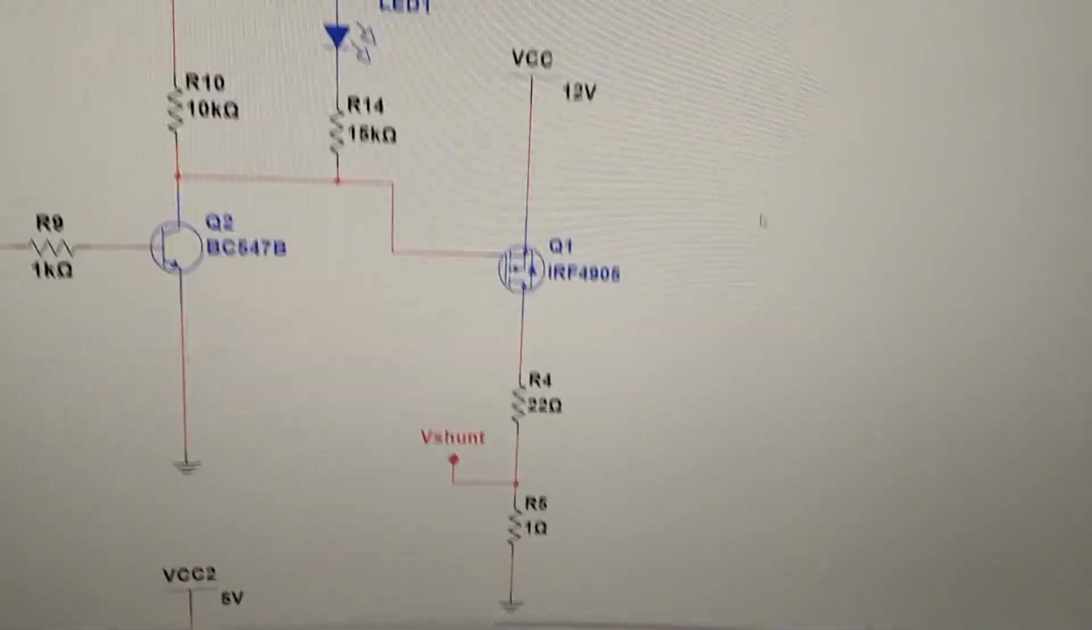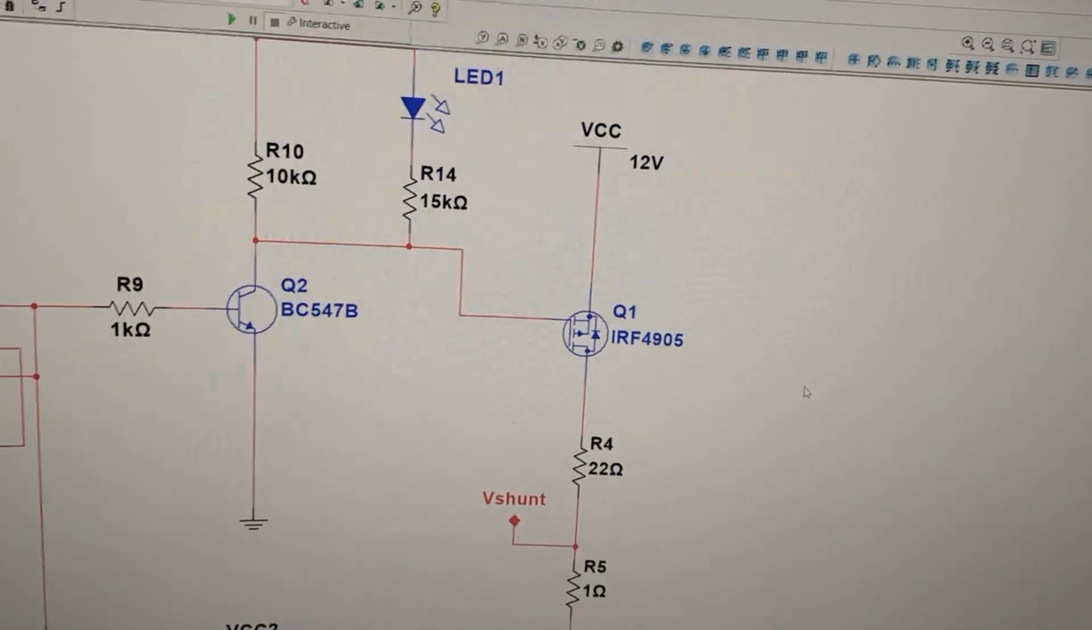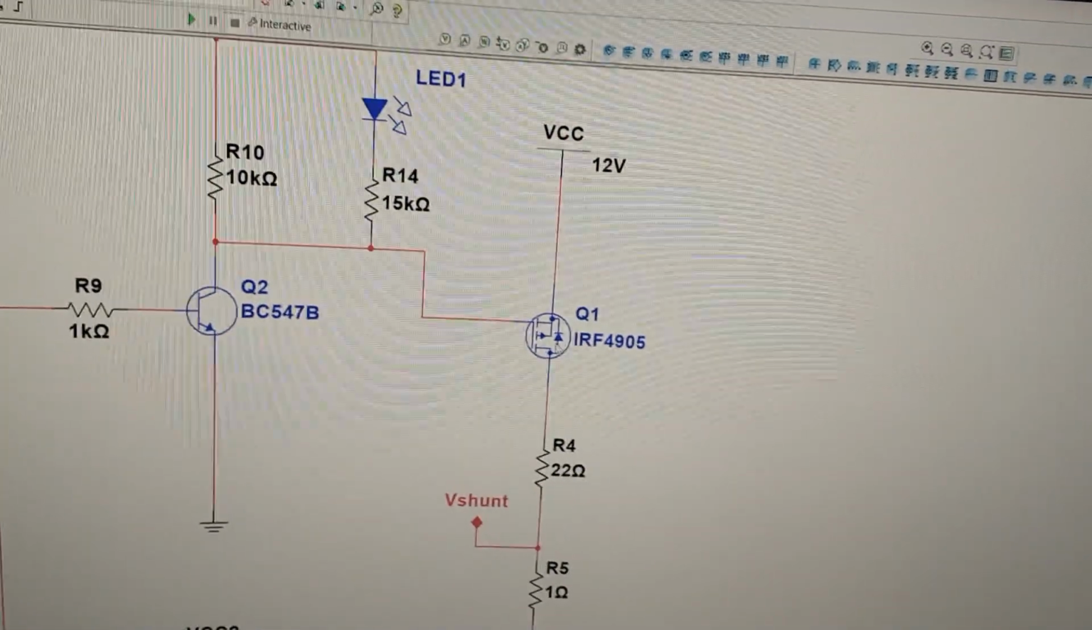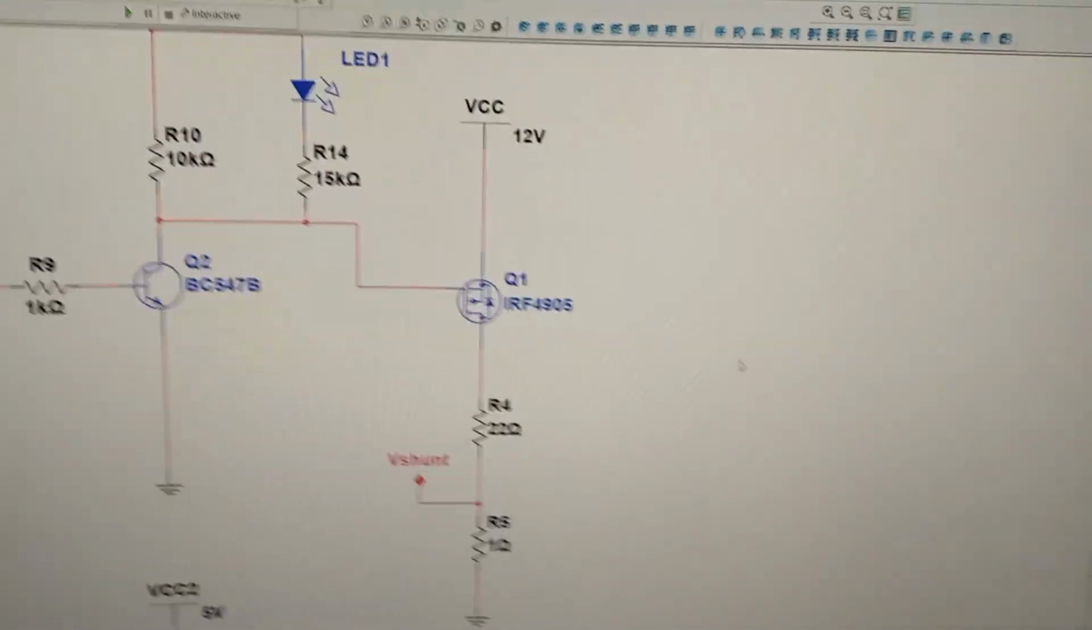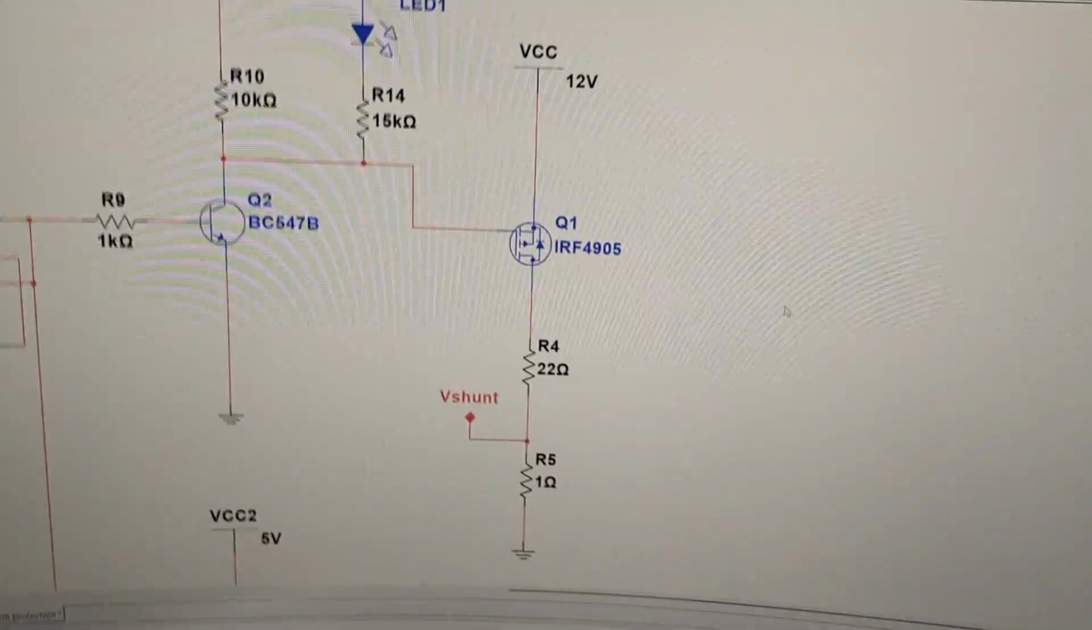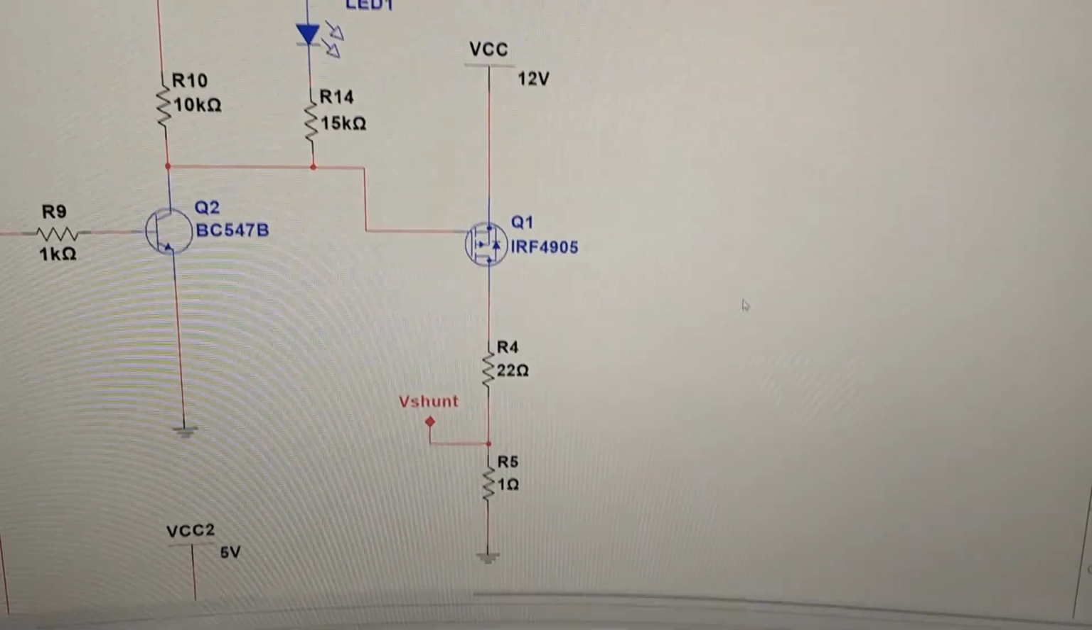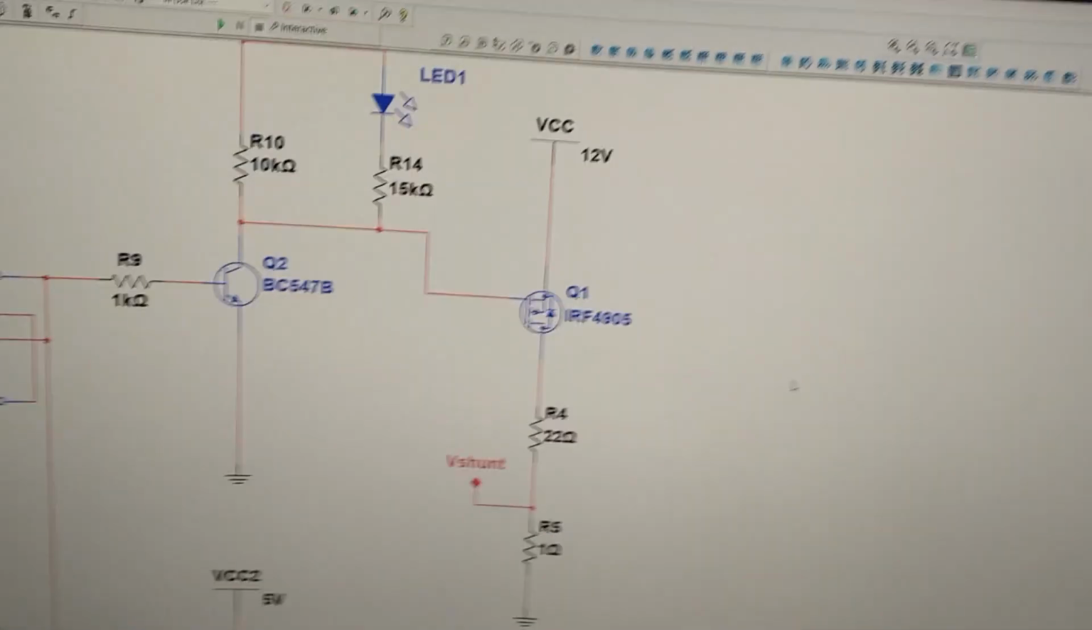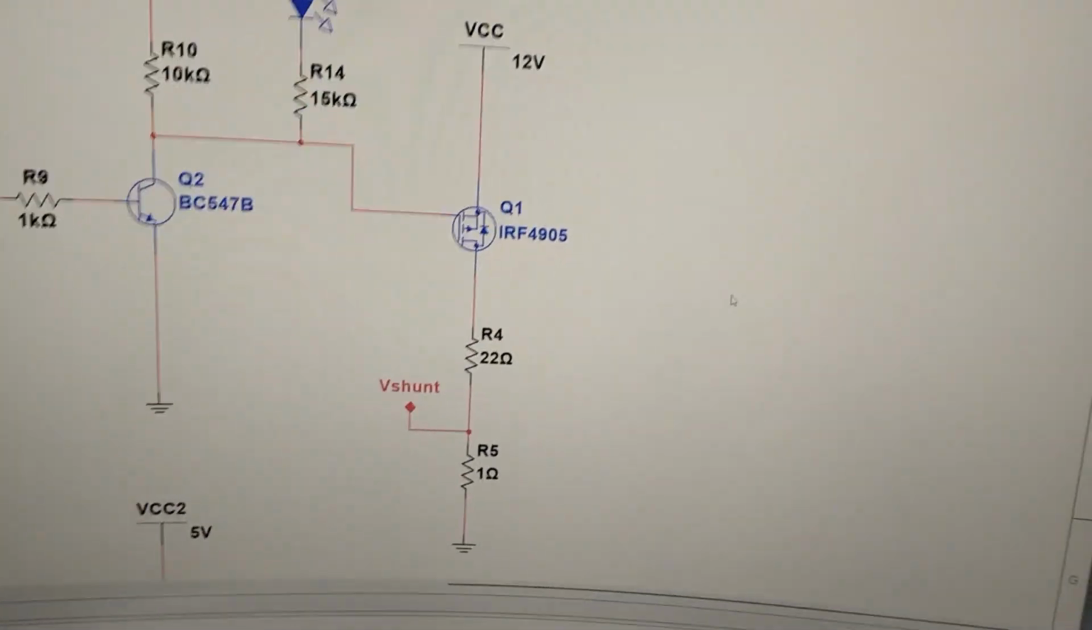And why we need a P channel here is because we need a high side switch, so we can't use an N channel here. For the N channel, I'll probably have to think of some other circuit, but currently the P channel is the easiest to handle and build a circuit around. So let's keep it at that.